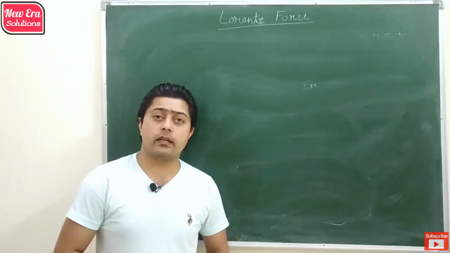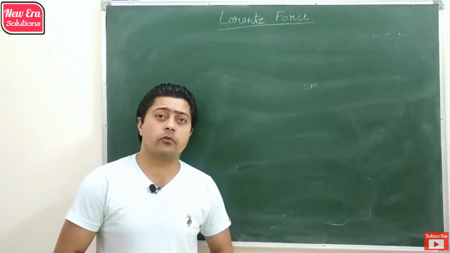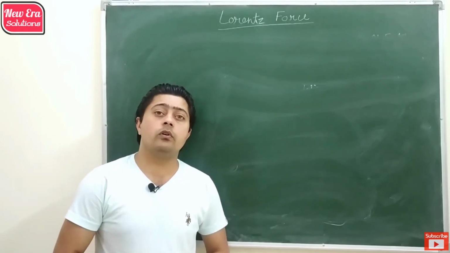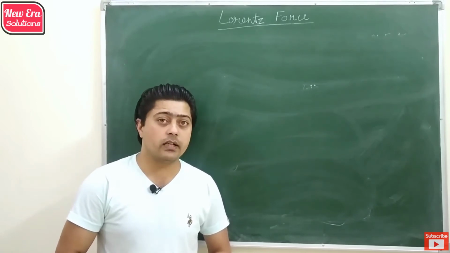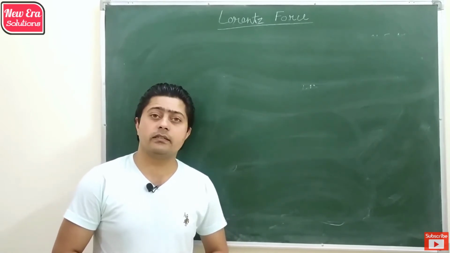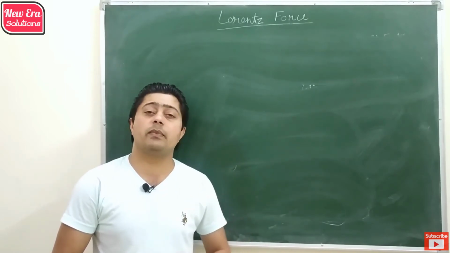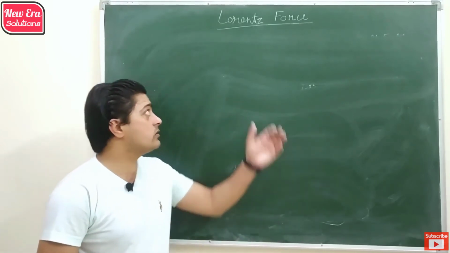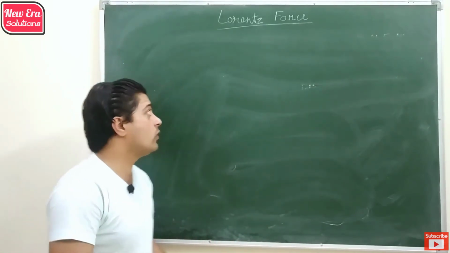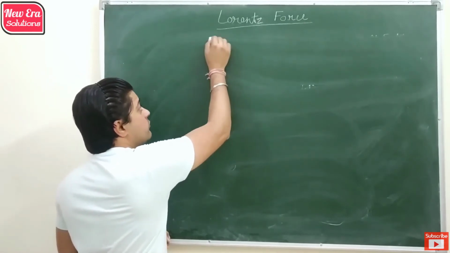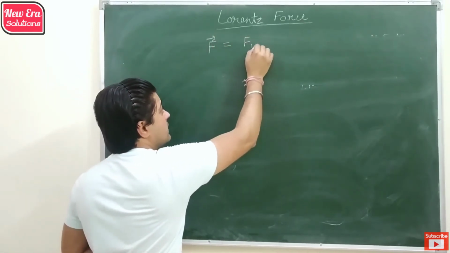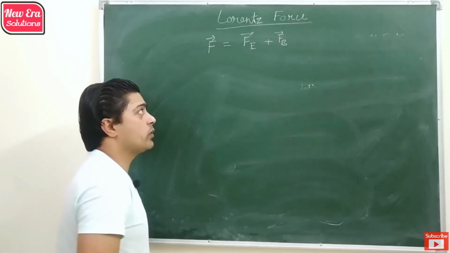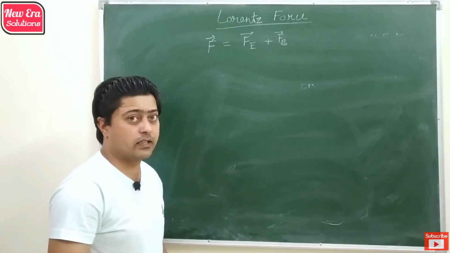So in electrostatics, we learned that the electric field exerts a force on a charge, and in the previous topic we also discussed that a magnetic field also applies a force on a moving charge. And if a charge is moving in a region where both electric as well as magnetic field are present, then the total force experienced by the charge is known as Lorentz force. So Lorentz force is basically the total force experienced by the charge due to electric field and magnetic field. So by putting the value of both the forces, we can find the Lorentz force.